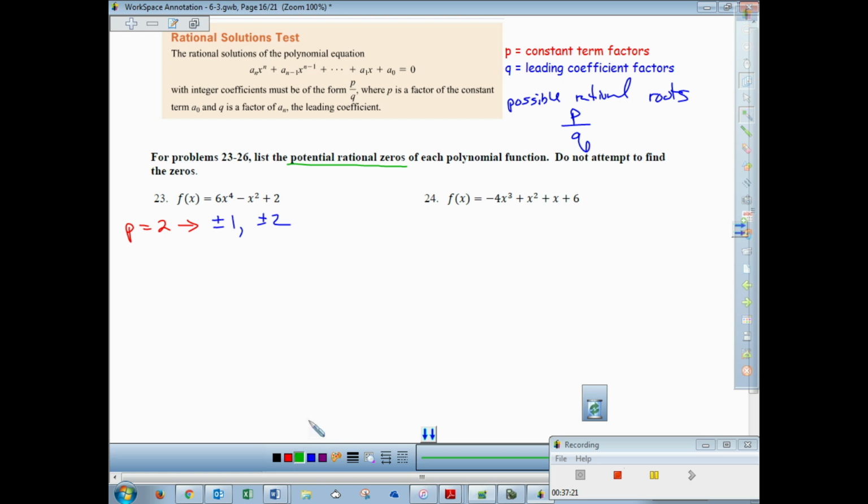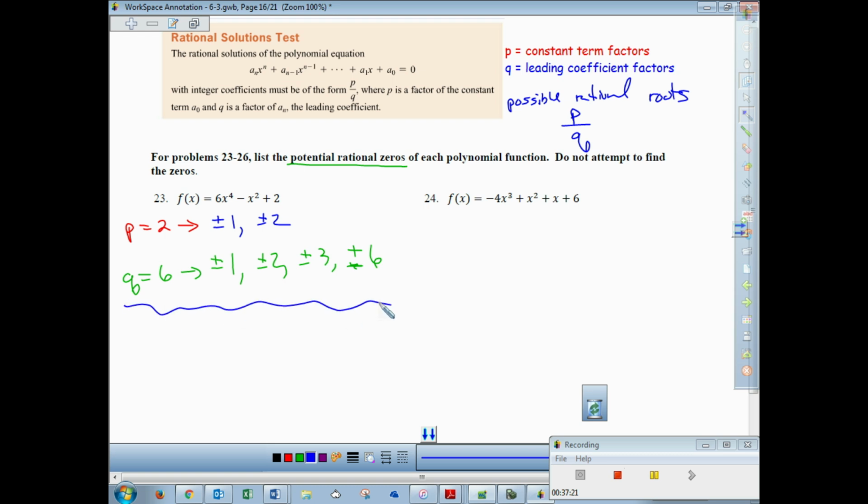Who's my Q value? It's the leading coefficient. Who's my leading coefficient? 6. Right? I need all the factors of 6. So that implies I would definitely have plus or minus 1. Right? Does 2 go into 6 evenly? So plus or minus 2. Does 3 go into 6 evenly? Yep. 4? Nope. 5? Nope. 6? Yes. So let me write this correctly first. Plus or minus 3. And plus or minus 6. Okay. That's it, right? Now, it's time to put your answers.